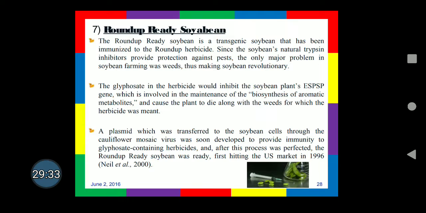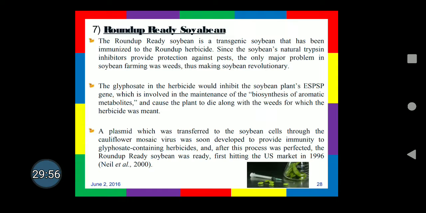Roundup Ready soybean. The Roundup Ready soybean is a transgenic soybean that is immunized against the Roundup herbicide. Since the soybean's natural trypsin inhibitors provide protection against pests, the only major problem in soybean farming was weeds.